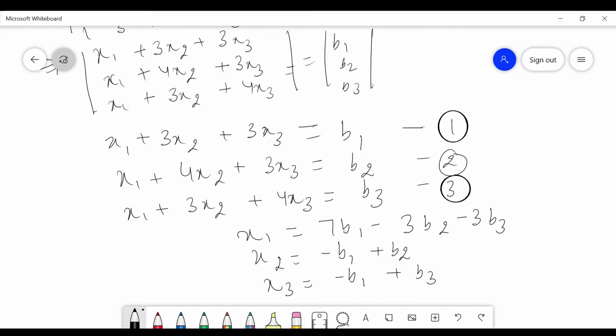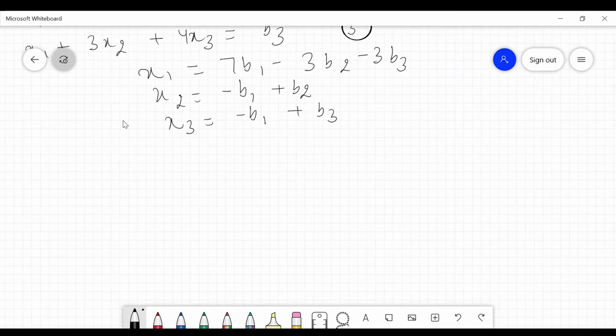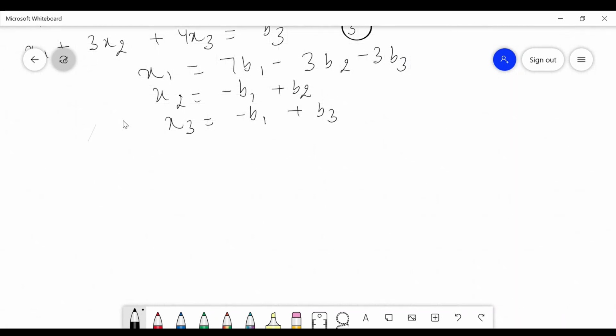So now I will write it in another form. See, these are my 3 values. So what I will do, I will write it as x equals A inverse B, right? So x is my x1, x2 and x3. So this is my value of x equals A inverse B. What is this?